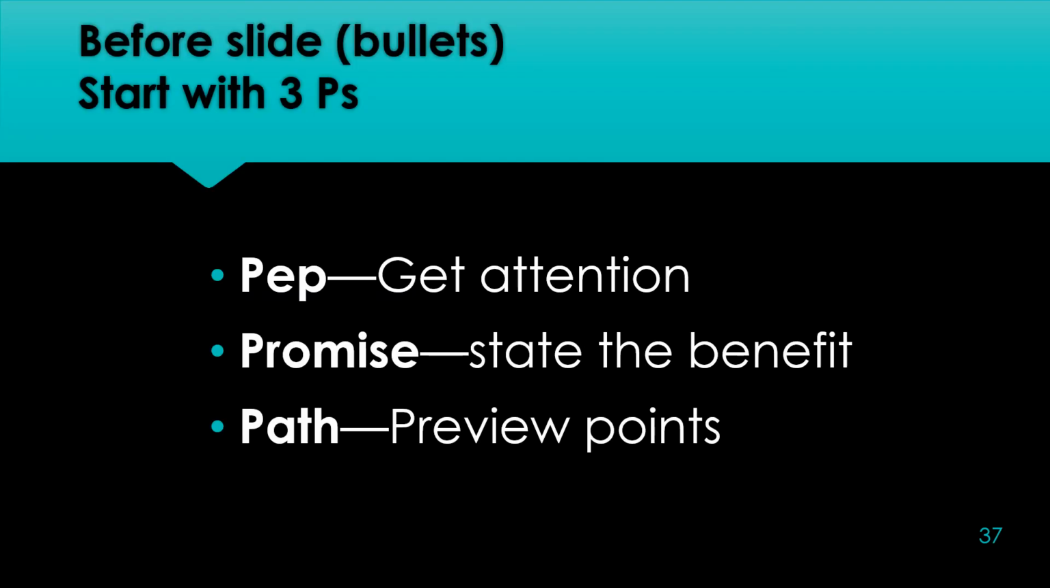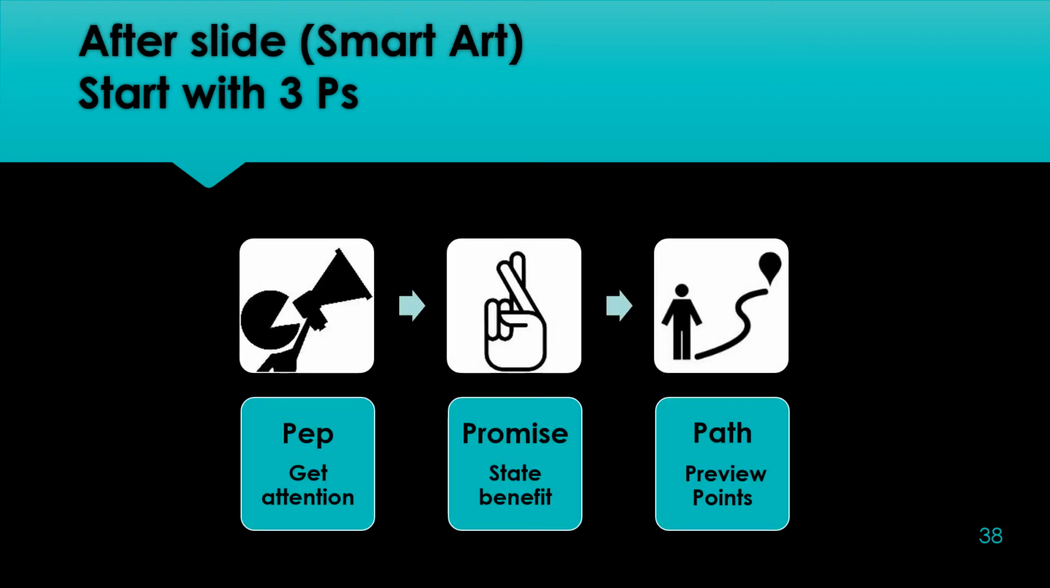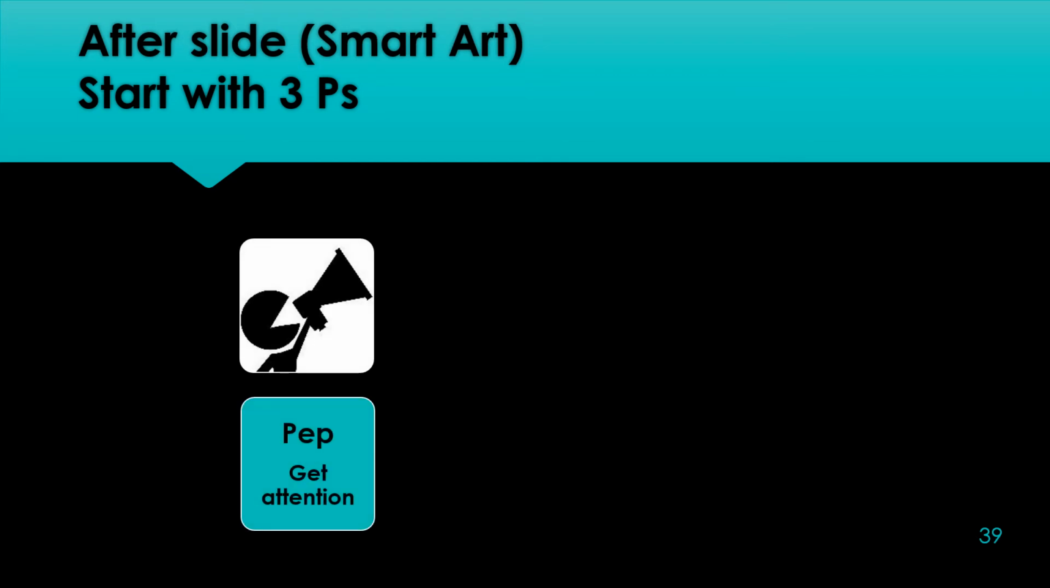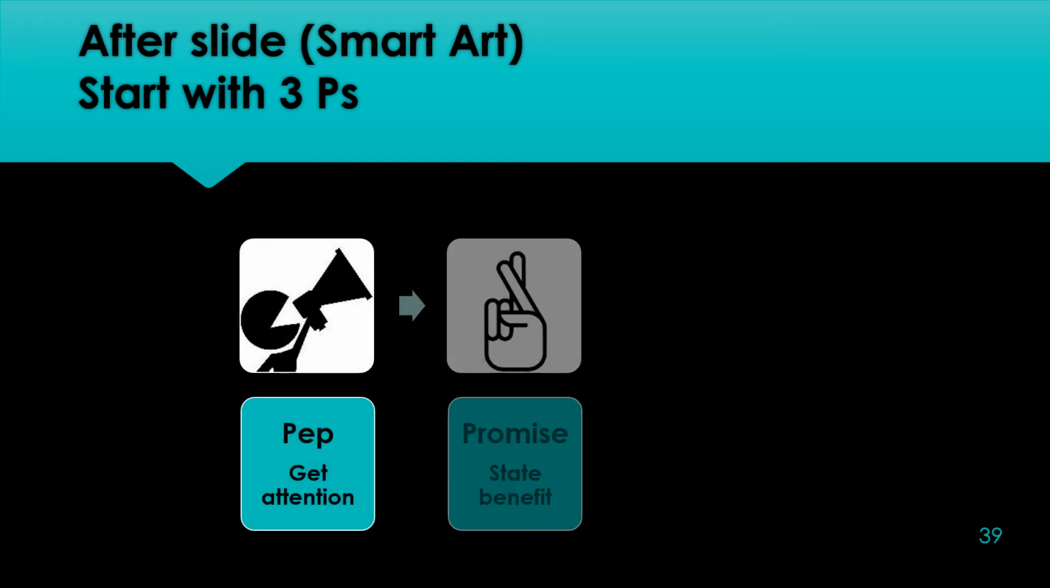Try to make some of your information visual. Here's a before slide where I talk about, in an introduction to a speech, you want to have the 3 P's. Pep, a call to action or something to get attention, like a story. Promise, state the benefit. Path, preview your points. This isn't terrible, not too much text, but what about using a more visual approach? And I just did this with SmartArt. You can even use the animations to make your points come in one at a time, like this.